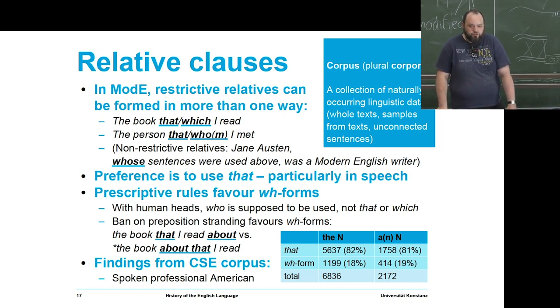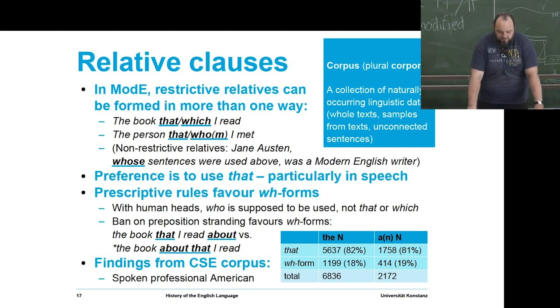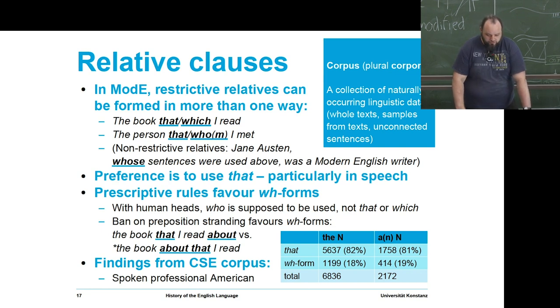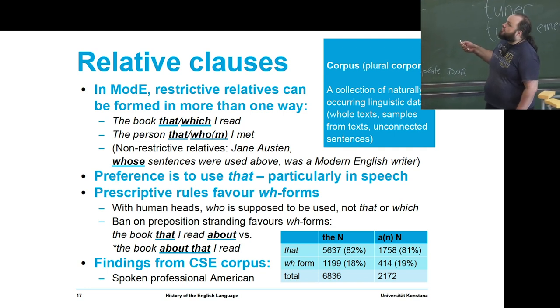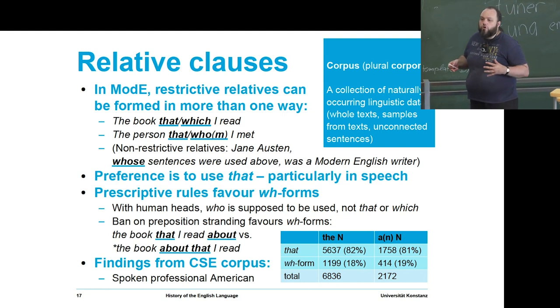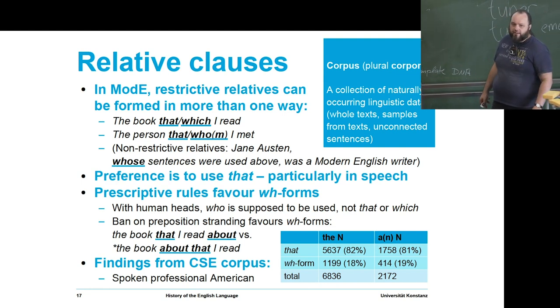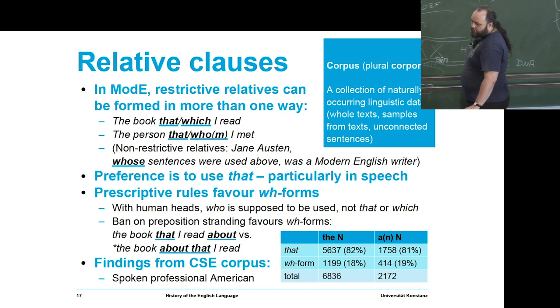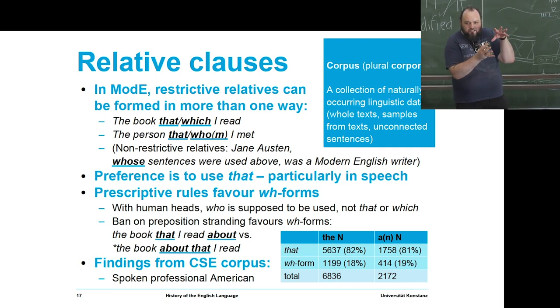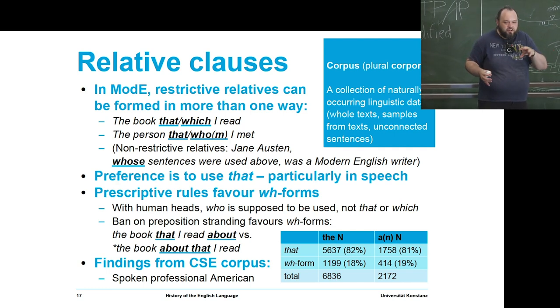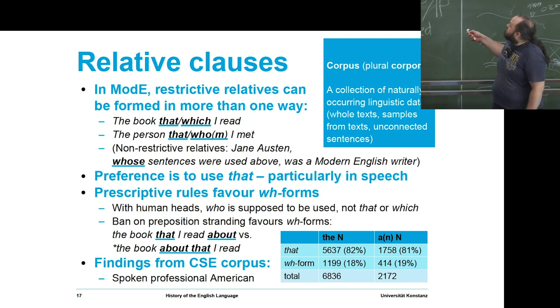Prescriptive rules, however, favor use of the WH forms. So people would traditionally use the WH forms here. And this is particularly true with humans. Right. So if you look in a prescriptive grammar, it will say, you shouldn't say the person that I met. You should say the person whom I met. Or, okay, even if you're not a whom person, the person who I met. So the prescriptive rules favor the WH forms with human heads. And when I say human heads, I don't mean disembodied heads, right? I mean human people who are functioning as the head of the relative clause grammatically, the grammatical head.